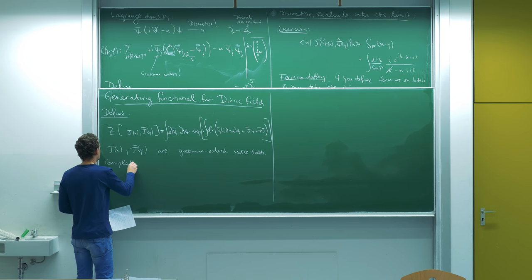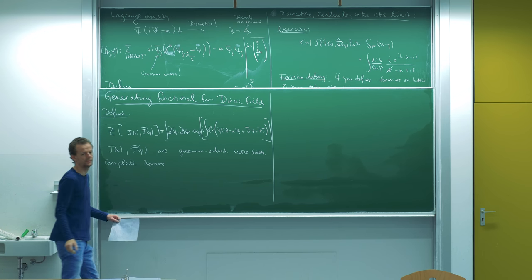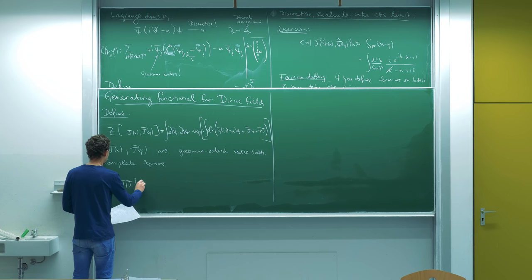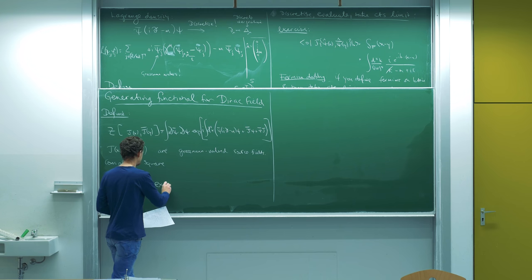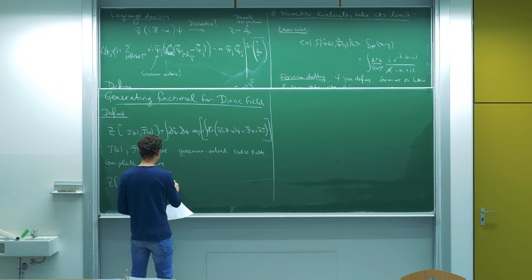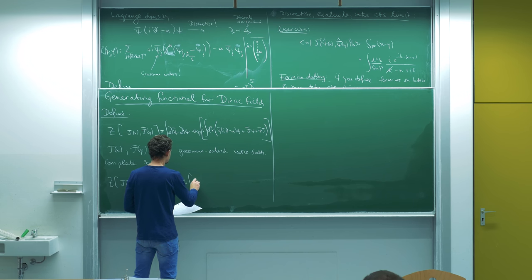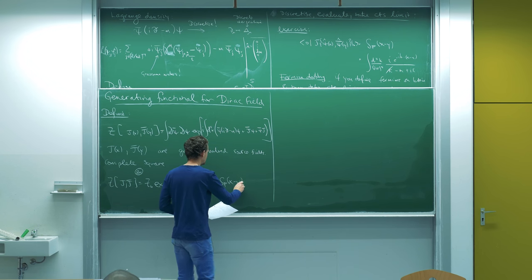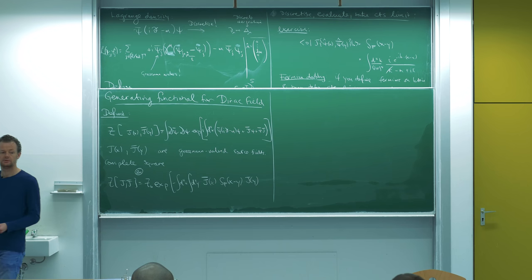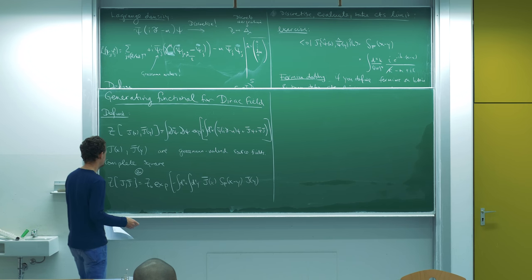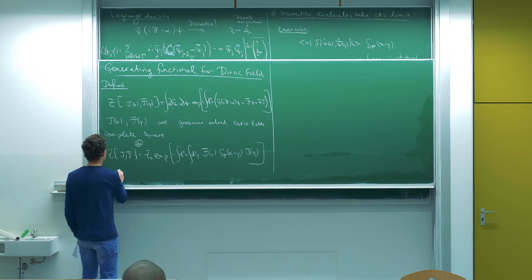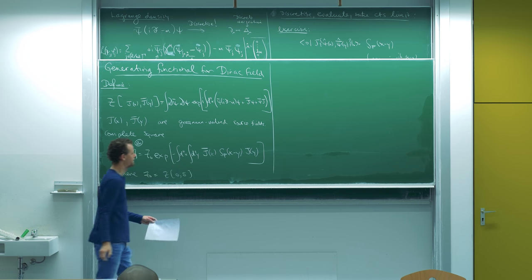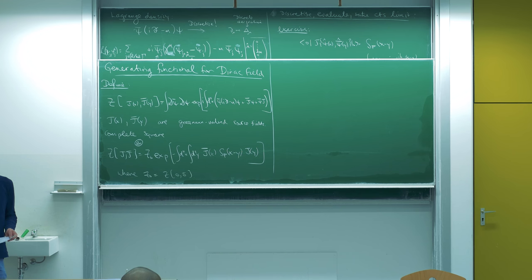Well, you know how to do this, right? How do you do any generating functional computation with Gaussians? You complete the square, and a little exercise later will lead you to the following expression. It's exactly the same computation as what we needed to do for the bosonic case. There are absolutely no differences. And the Z naught is this divergent piece, what you get by setting J to naught.